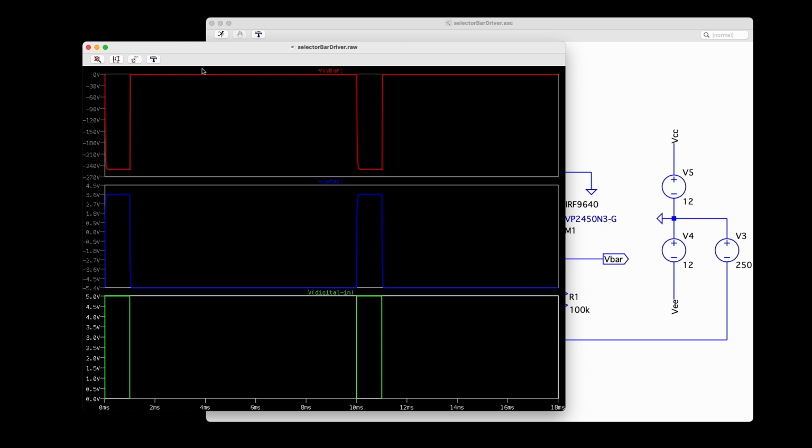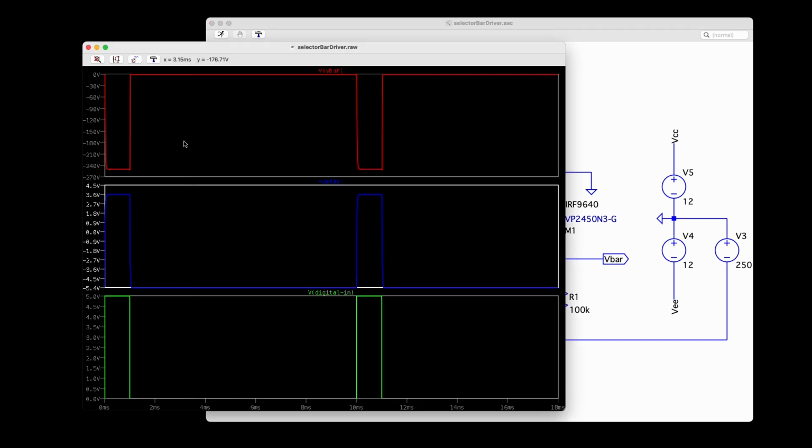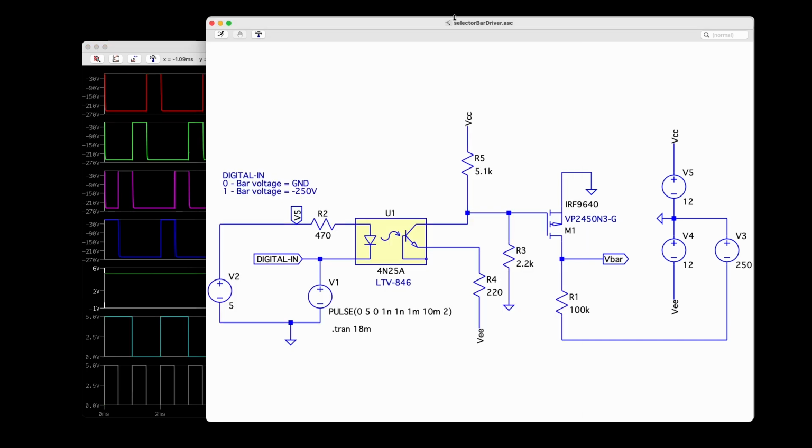So this is the simulation of the circuit. The green curve is the digital in. Whenever I have a high, the bar voltage is near minus 250. Whenever I have a digital in of a 0, the bar voltage is near ground. The blue curve is the potential at the gate, just for your information. So we need to talk about decoding now.